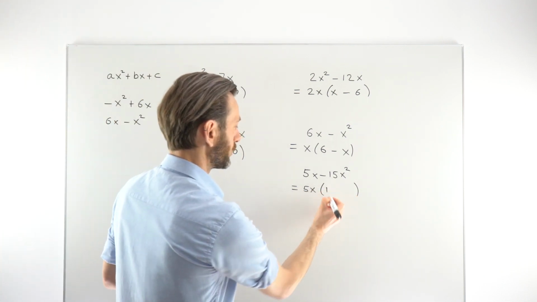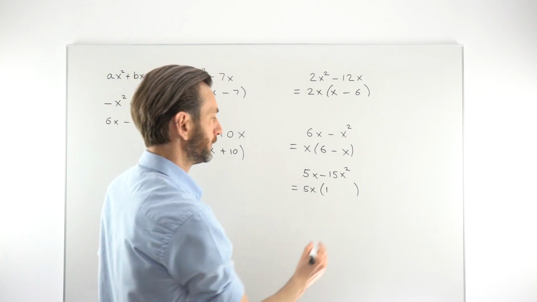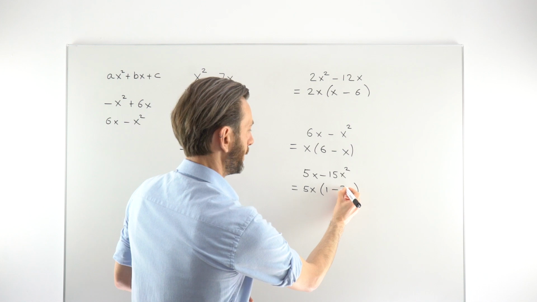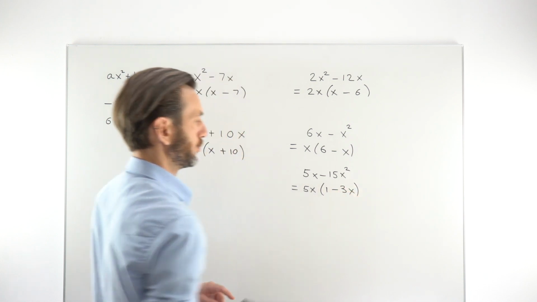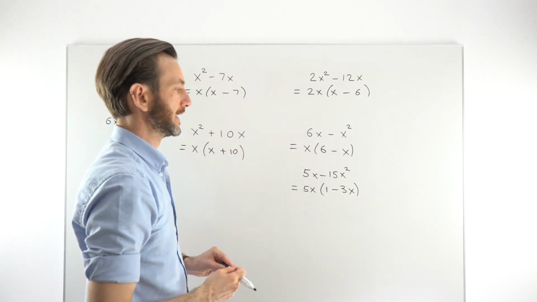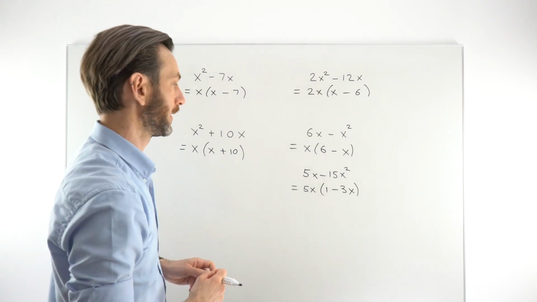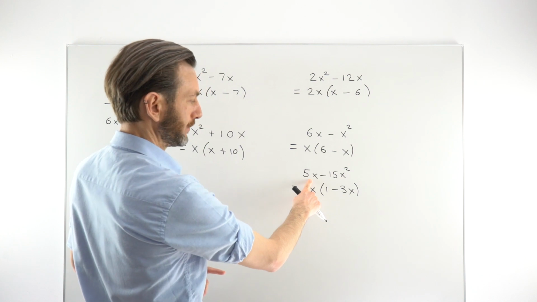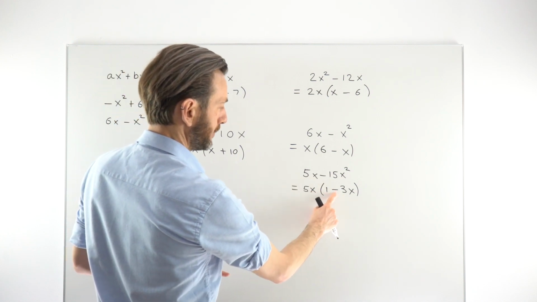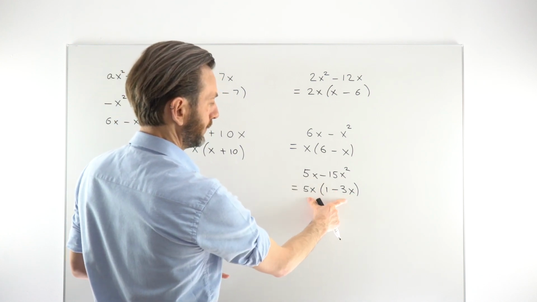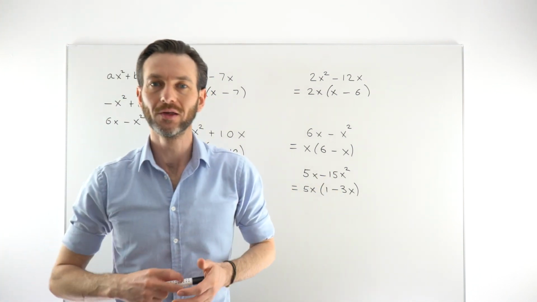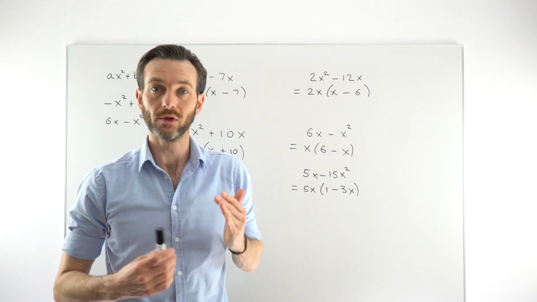So 5x times 1 gives you 5x, and 5x times minus 3x gives you minus 15x squared. That's basically how that works. So 5x times x gives you positive 5x. 5x times minus 3x gives you minus 15x squared. So that's basically how you factorise quadratic expressions using a common factor.